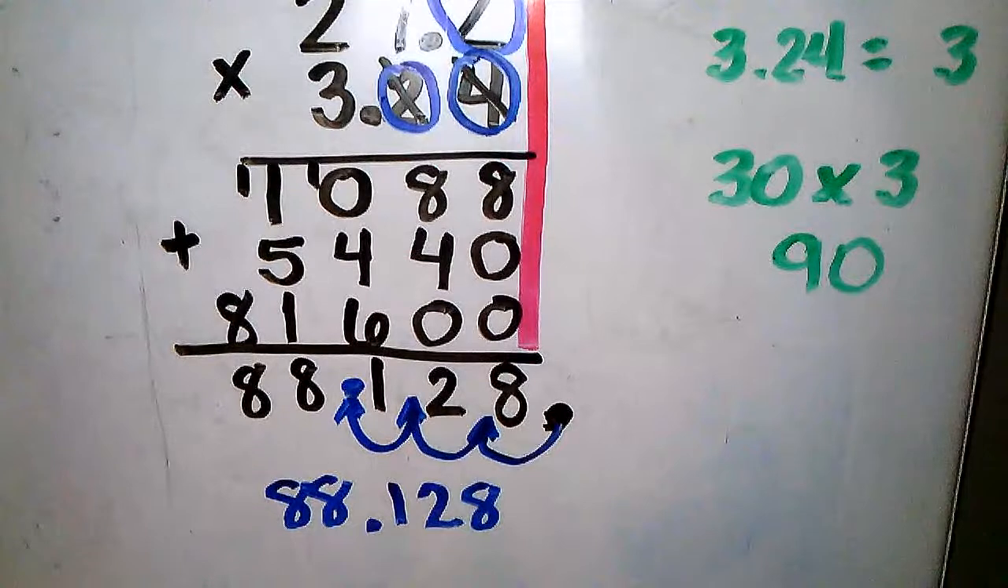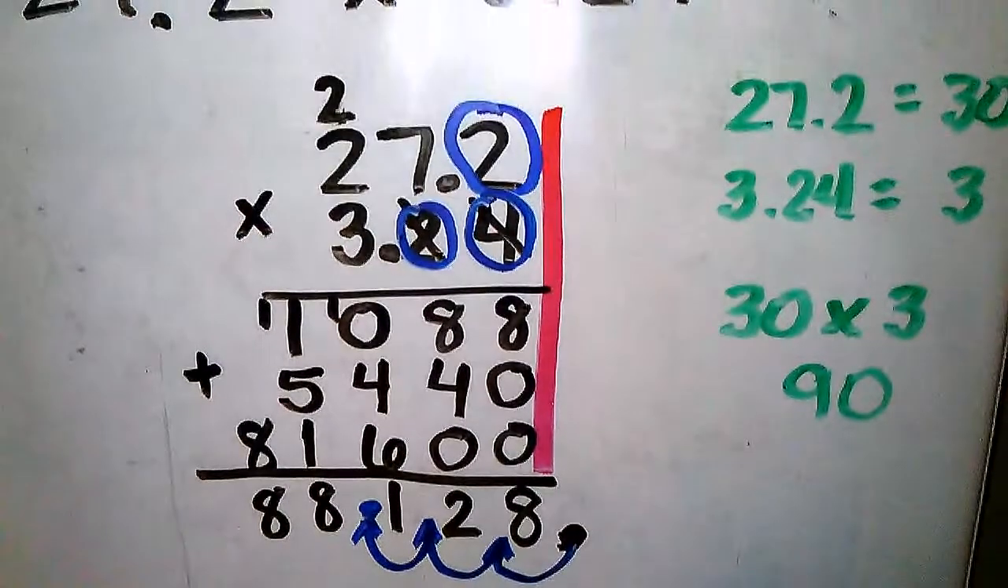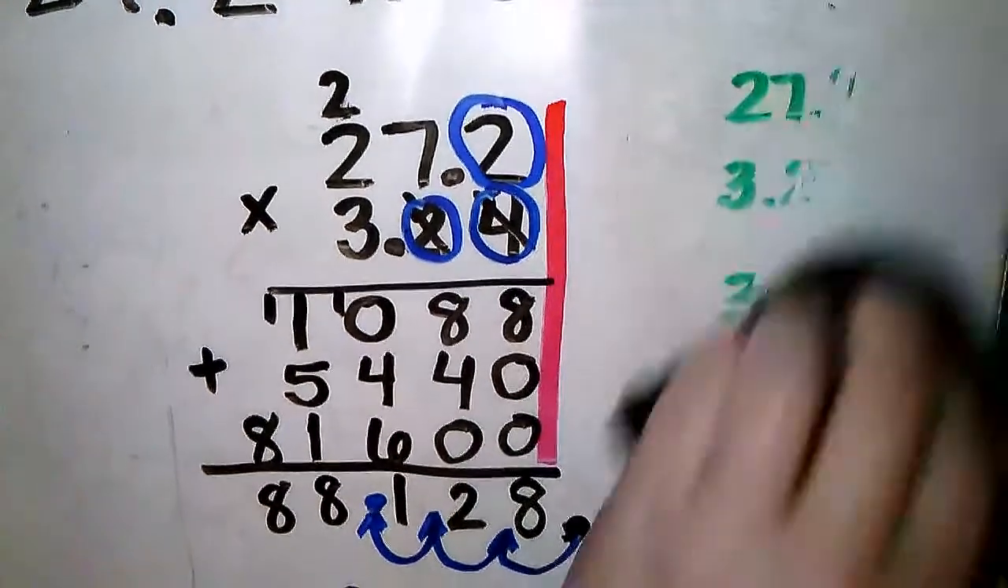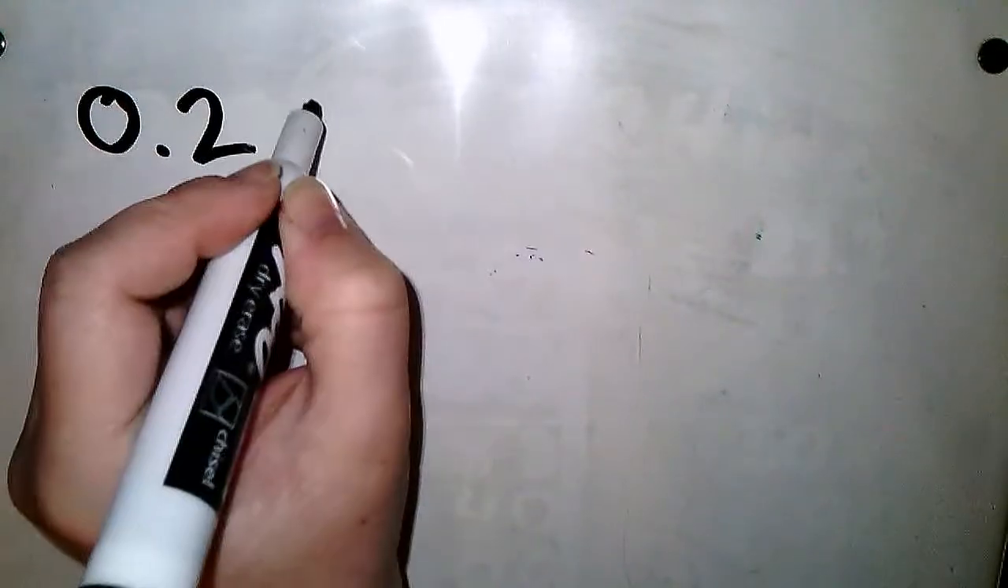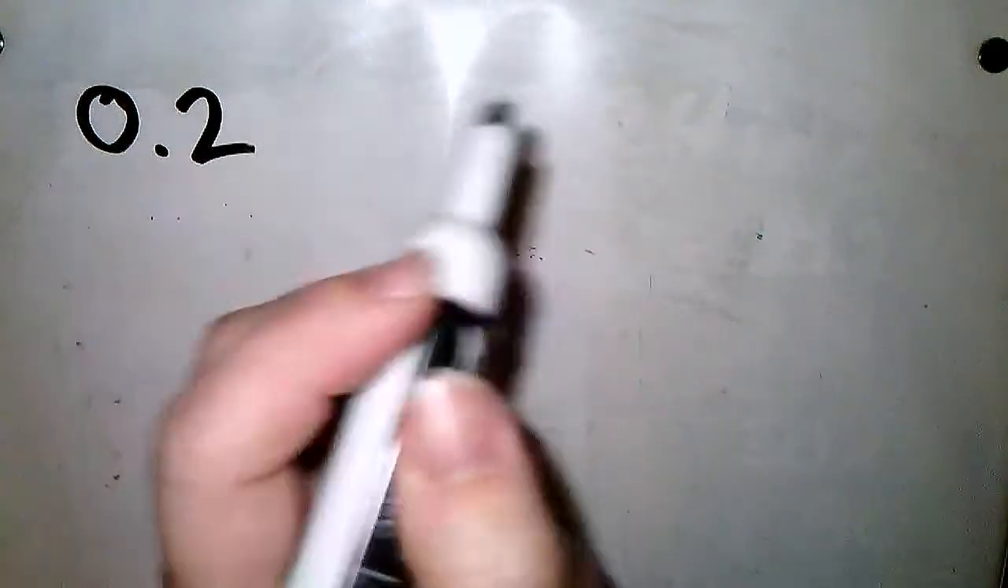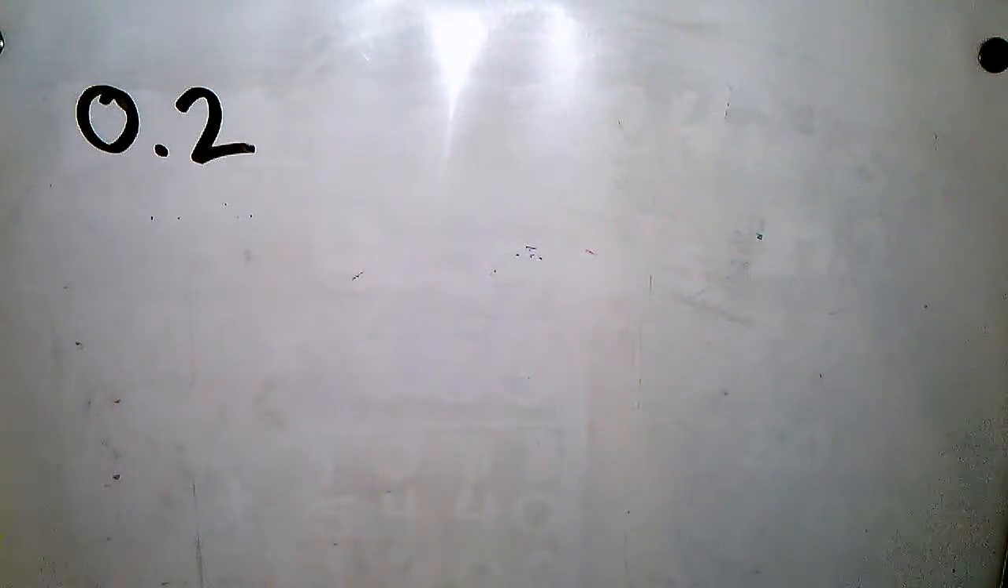Okay, that was our refresher on multiplying decimals. Let's look at a division problem. Okay, so our division problem looks like this. Oops, and I wrote it wrong. I wanted to switch my numbers around.